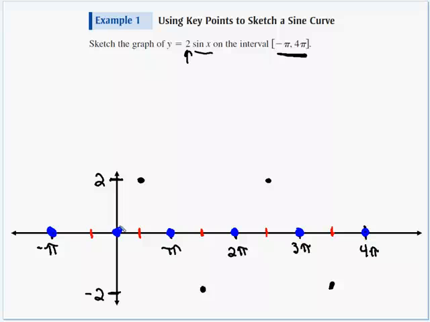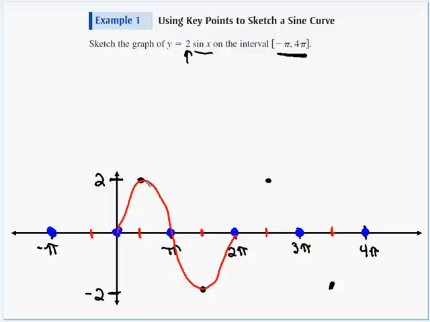So sine starts at the origin. We go up to a hill. We hit our hill at 2. And then we start heading down, cross the x-axis at pi, down into negative territory. Bottom of the valley, back up, cross the x-axis at 2 pi. There is one full cycle.